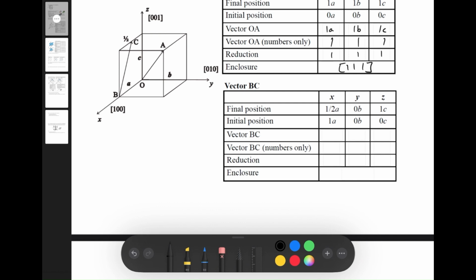For vector BC, the final position is here, which is half A, 0B, and 1C, and the initial position is here, which is 1A, 0B, and 0C. So vector BC is equal to negative half A, 0B, because 0 minus 0 is 0, and then we have 1C. For reduction, we multiply all of these to make them whole numbers, so we multiply throughout by 2. Instead of writing negative inside the enclosure, we represent negative through a bar on top of the number, like this, 1 bar over 2.